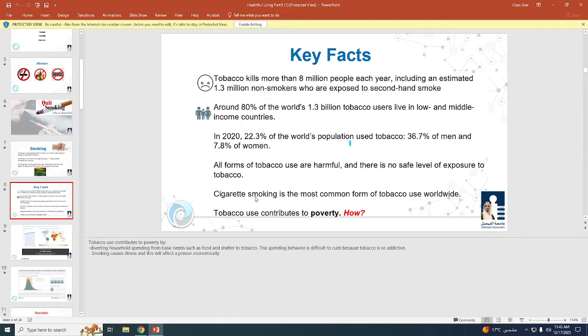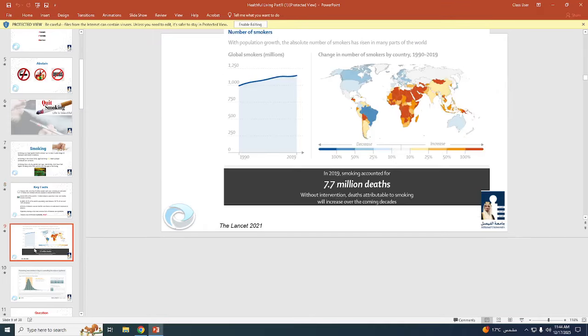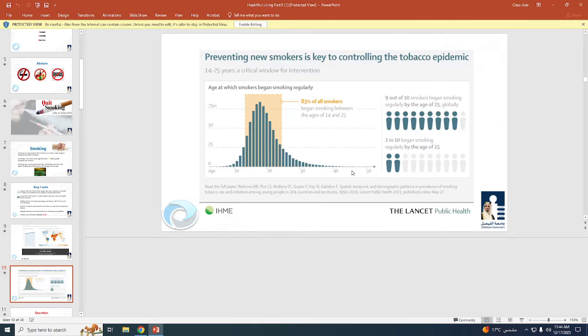Tobacco use contributes to poverty. How is that? It might be like an SAQ. Here, this is very important. At what age do people usually start smoking and then become regular smokers? It is between 14 and 25.